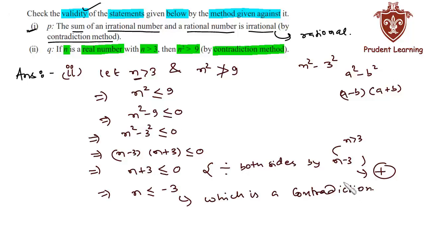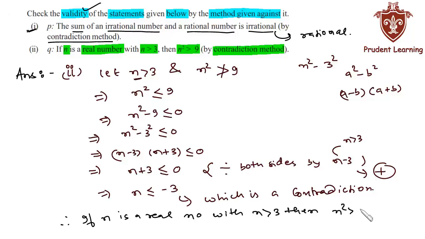and therefore we'll say if n is a real number greater than 3, then n square is greater than 9 is true. So our answer is, therefore if n is a real number with n greater than 3, then n square is greater than 9 is true. So this completes our solution.